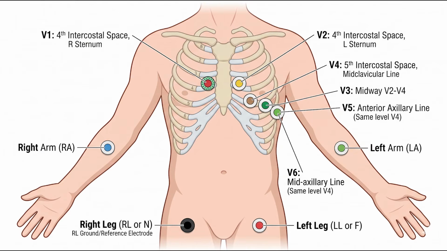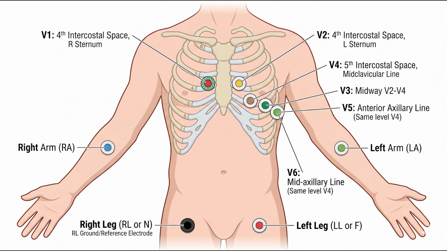To successfully record an ECG, the physical placement of the 10 electrodes must be precise. The diagram on your screen illustrates the standard chest electrode positions. V1 is placed in the 4th intercostal space, just to the right of the sternum, while V2 is in the 4th intercostal space immediately to the left of the sternum. V4 is positioned in the 5th intercostal space at the midclavicular line, and V3 is placed midway between V2 and V4. Moving laterally, V5 is at the same horizontal level as V4 but on the anterior axillary line, and V6 is at the same level on the mid-axillary line.